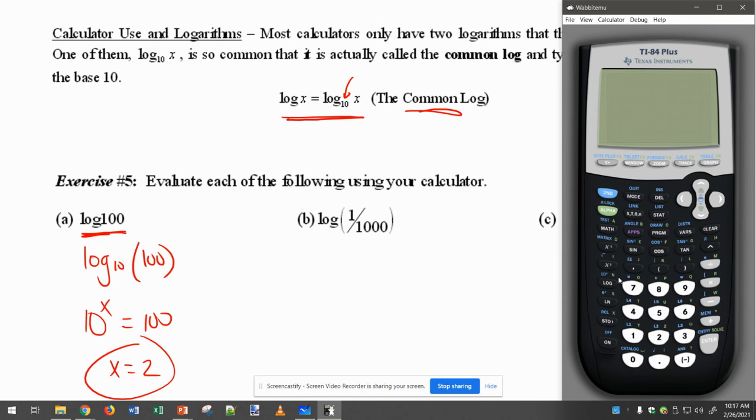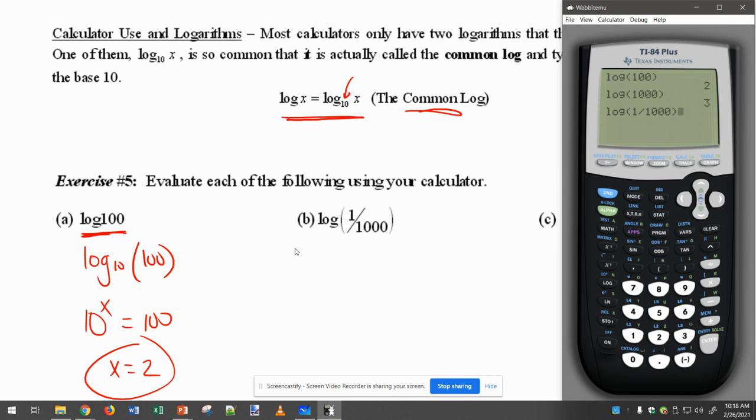When you have the log button right here, what you're saying is log base 10, because it doesn't let you choose a base. You have to input the number right away. So it means base 10, because 10 to the third is 1,000, 10 squared is 100. So this one, log of 1 over 1,000. You could try to think what that's going to be. It's got to be negative, right?